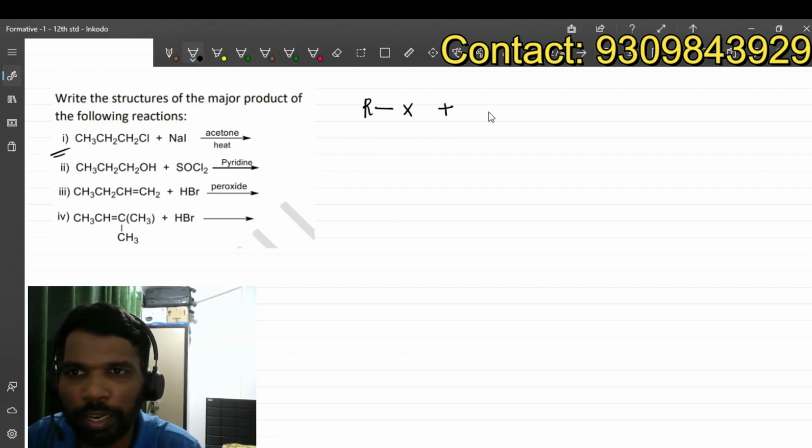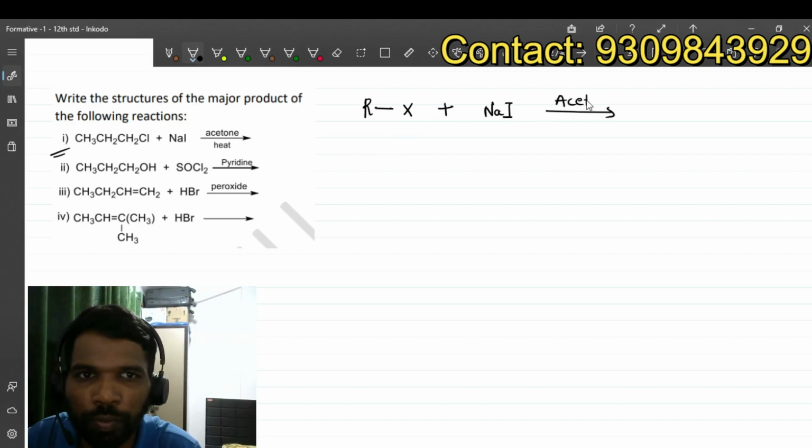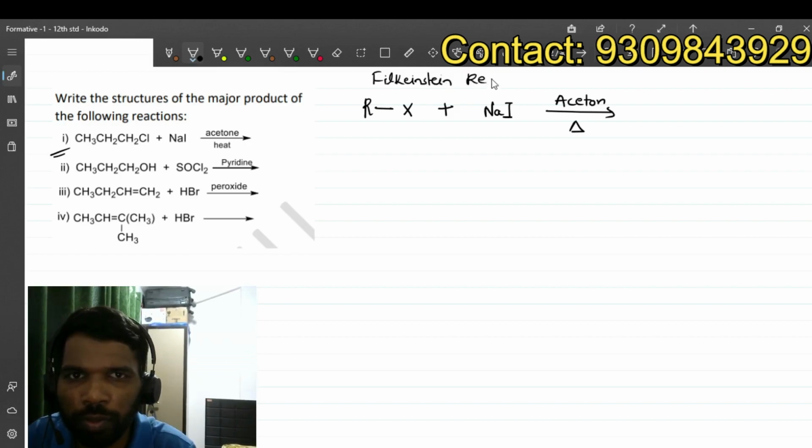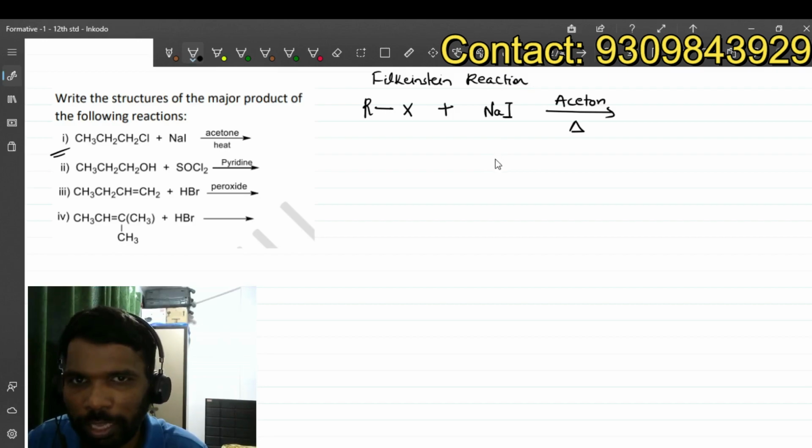So the alkyl halide is reacting with sodium iodide in the presence of acetone, right? And a small amount of heat. So what does this mean? This is a Finkelstein reaction. This is a halogen exchange reaction.